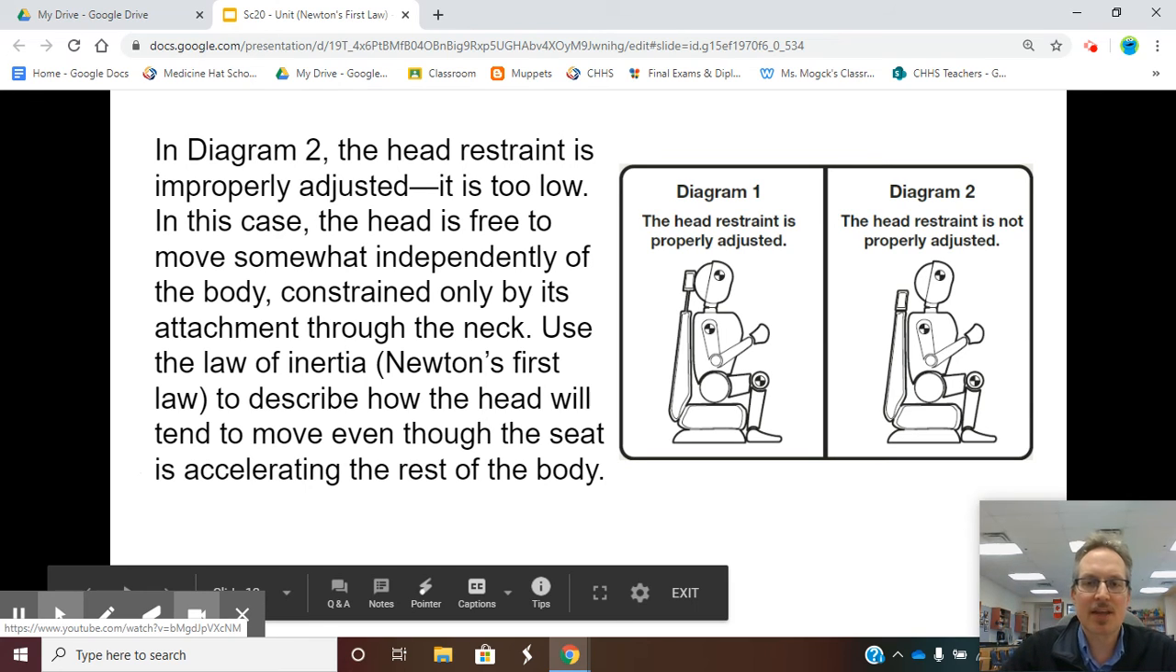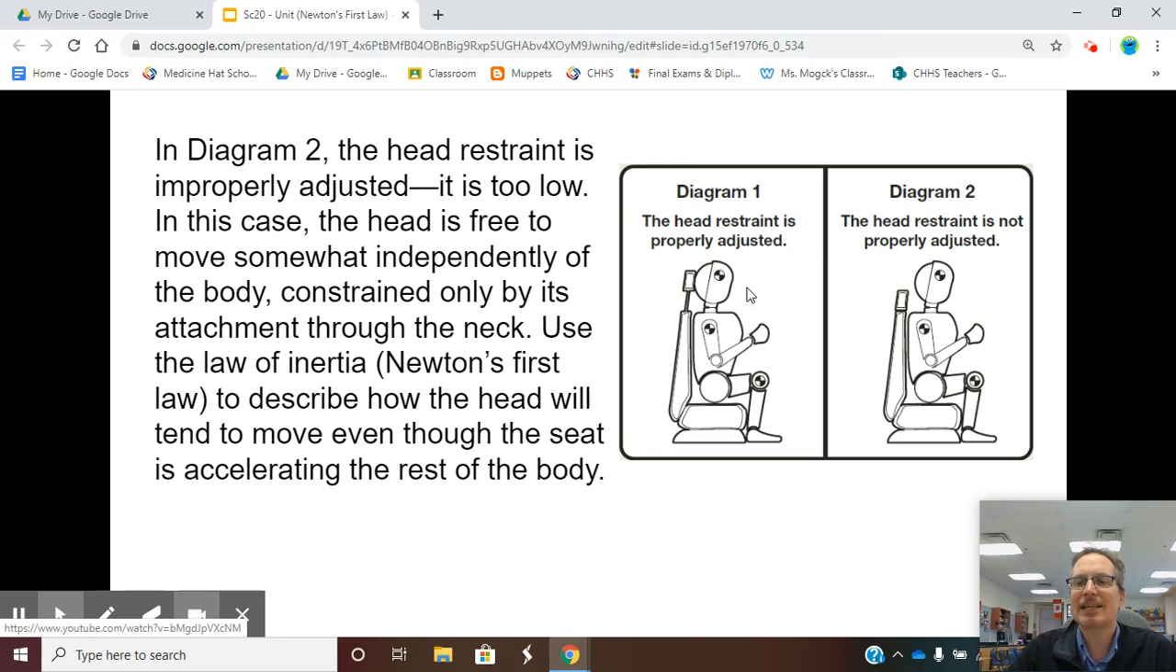So if I take a look here, this example is about headrests. In diagram 1, this headrest is adjusted properly for the person sitting in the seat. In diagram 2, this headrest is offering no support for the head. So in diagram 2, the headrest is way too low, which means the head is free to move somewhat independently of the body. So when we get into a car accident, the motion is going to move forward and then back again because our momentum is going forward then back, and the seat is going to support the body and the headrest is going to support the head.